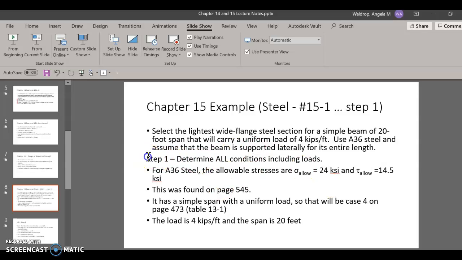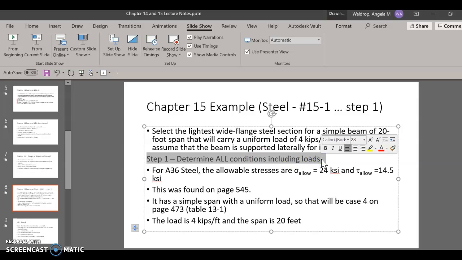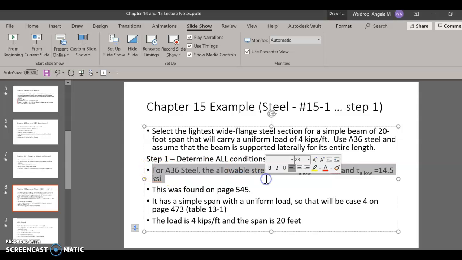Step 1, this is important, is we're going to determine all the conditions including the loads. Now we were told A36 steel, and if you look on page 545, you'll see that those values are given right there. So that's what we need, okay? It's going to have a simple span with a uniform load. So we're going to need chapter 13's table again on page 473. And that's going to give us case 4. It's a uniform load all the way across the simple span. And these are the other numbers that we need in order to calculate that bending moment.